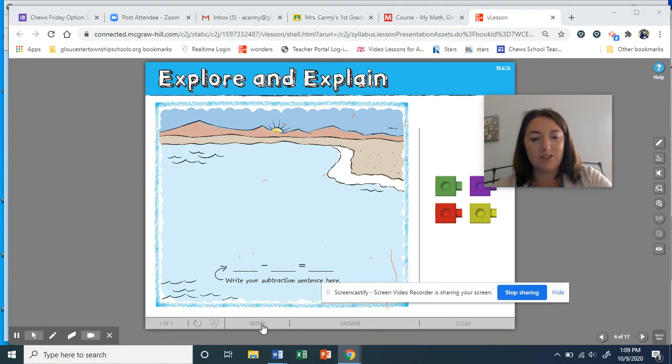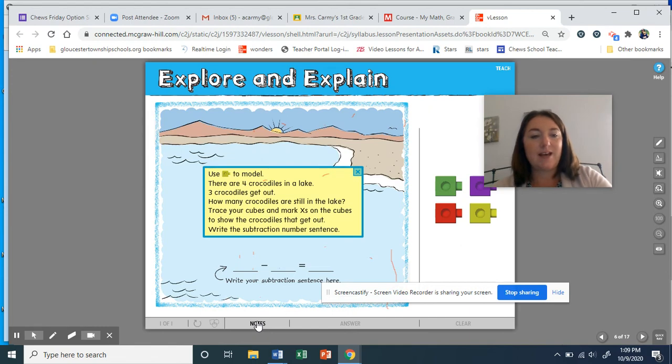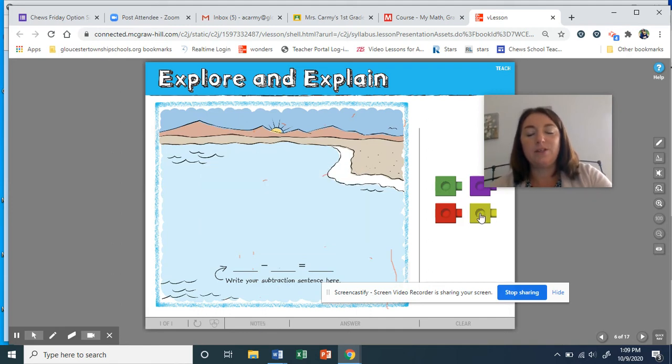All right, so it looks like we are at the beach. Wow, we are at the beach. Let's see what it's asking us. It says there are 4 crocodiles in a lake. 3 crocodiles get out. How many crocodiles are still in the lake? So we have 4 crocodiles in a lake. So I'm going to use my counters, or my blocks. 1, 2, 3, 4.